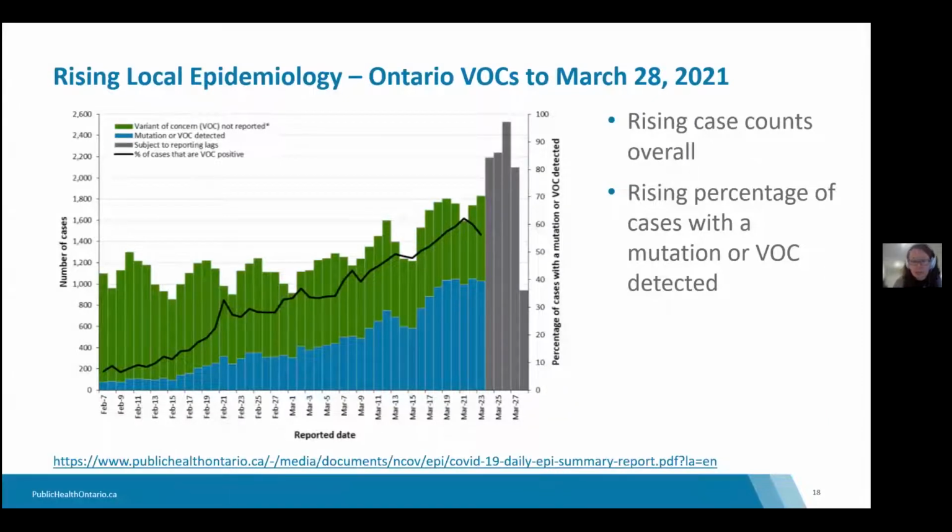So what does the picture look like in Ontario? We started detecting the B117 mutation probably from about mid-December of 2020 onwards. Initially there were low percentages of detections, as Jonathan will speak more to, but over time we have seen that number grow quite significantly. Recently, towards the end of March, close to 60% of all positive cases in Ontario are likely to be from a variant of concern. And again, the vast majority of that would be the B117, but we are also now starting to look for other ones like the B1351 and the P1.